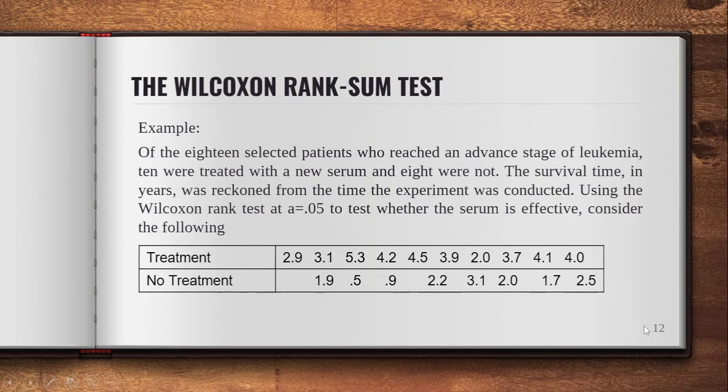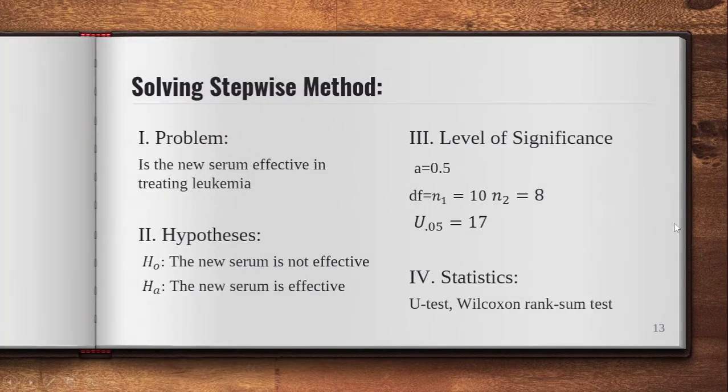So ang gagawin po natin yan, from the word rank sum test, iraranking po natin yan. So paano po yun i-rank? So makikita po natin yan sa another slide. In solving stepwise method, problem number 1 is the new serum effective in treating leukemia. In hypothesis, the new serum is not effective. In alternative hypothesis, the new serum is effective.